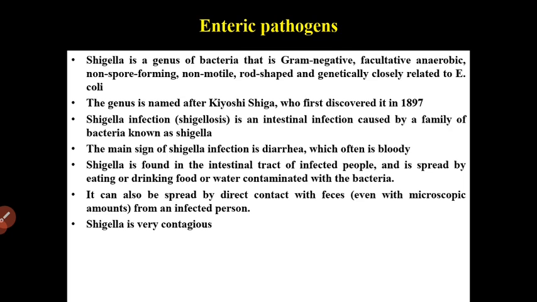Shigella is a genus of bacteria that is gram-negative, facultative anaerobic, non-spore forming, non-motile, rod-shaped and genetically closely related to E. coli. It was first discovered by Kiyoshi Shiga in 1897.